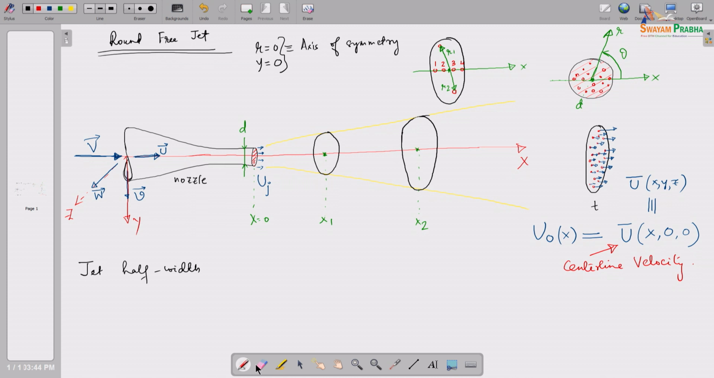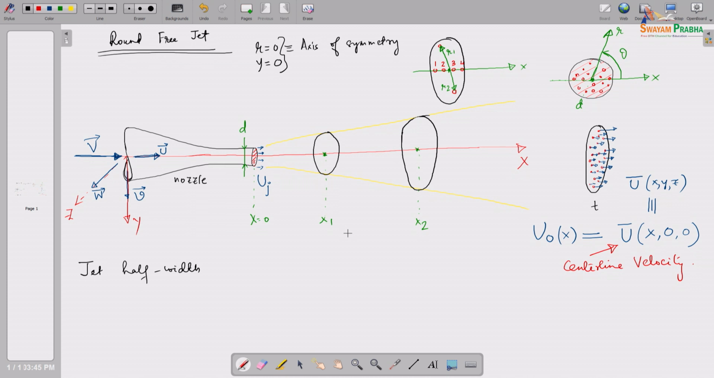The point is that the jet is spreading. This cross section which I had drawn at x is equal to 0 seems to increase as we move along the x axis. Now, how do I define till what length it is spreading? For that we use the jet half width. How do I define that?